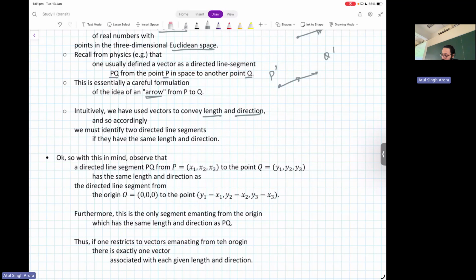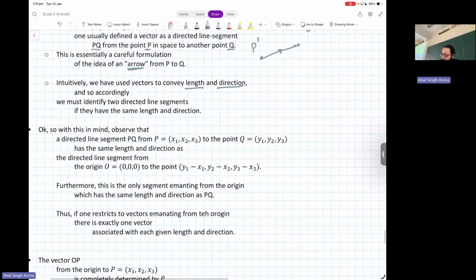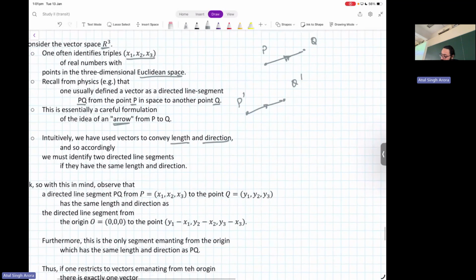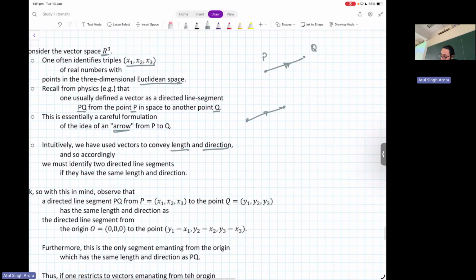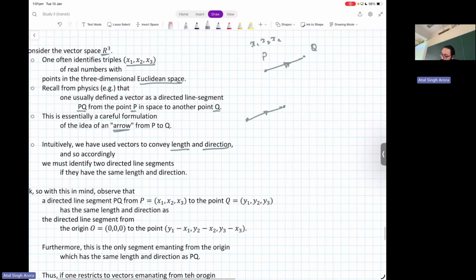One way of doing it is to do the following. You consider this line segment P and Q that I had drawn. Suppose that P was at x1, x2, x3, and Q was at, say, y1, y2, y3. Now instead we consider vectors that start from the origin, 0, 0, 0, so it shifts, going to y1 minus x1, y2 minus x2, y3 minus x3.